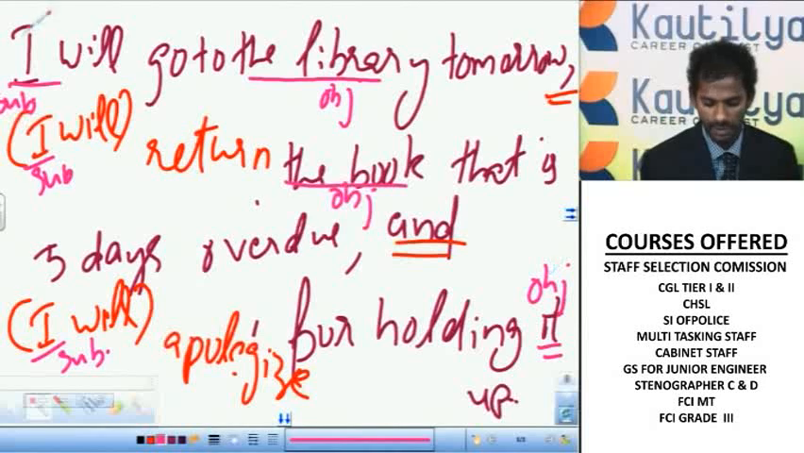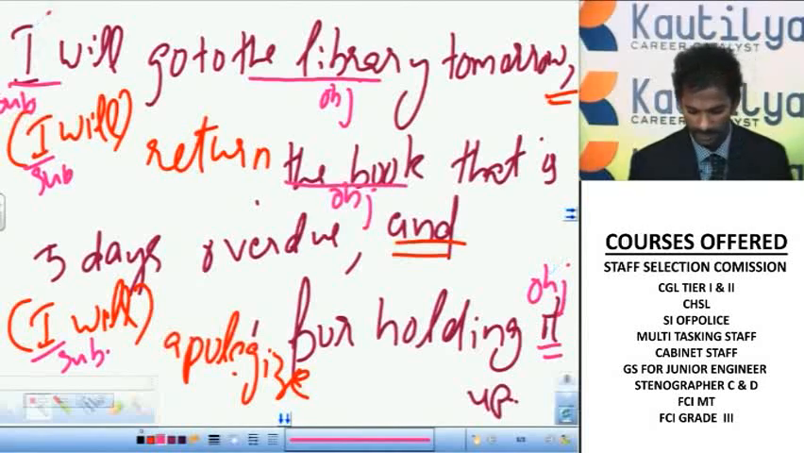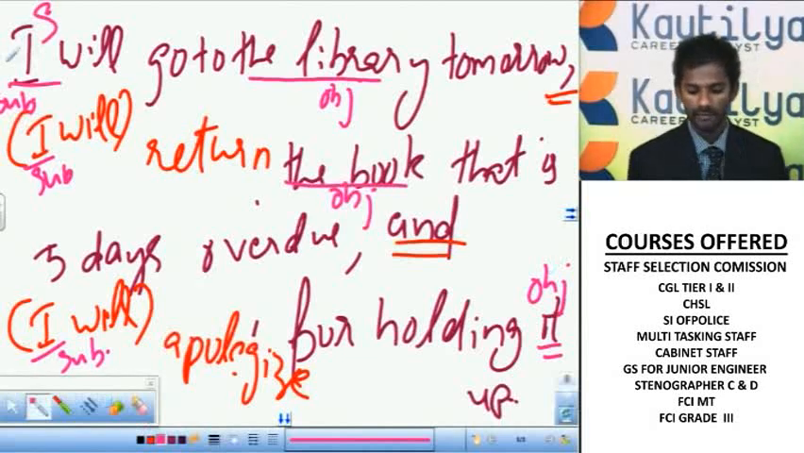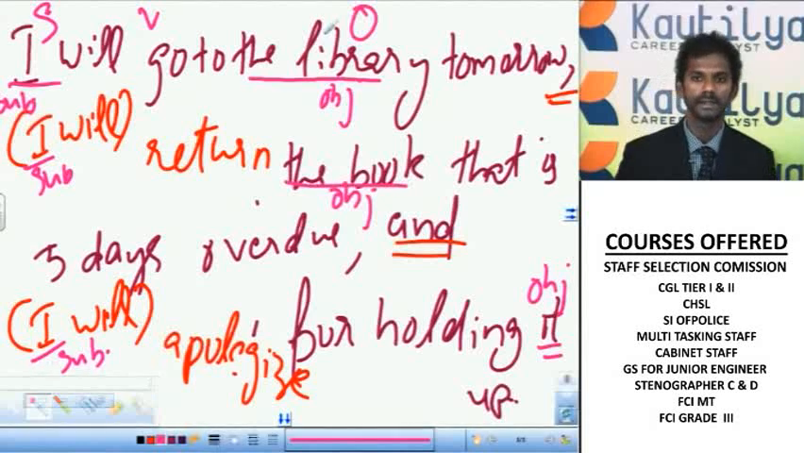I is the subject, comes first. Will go is the verb, comes second. Library is the object, comes third. So this sentence is in the order subject, verb, object. So I can say this sentence is in the active voice. This idea is in the active voice. So here the first idea is in the active voice. So all the other ideas must also be in the active voice.